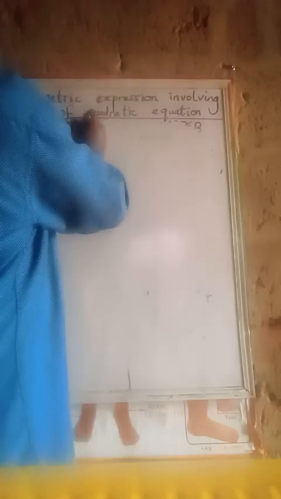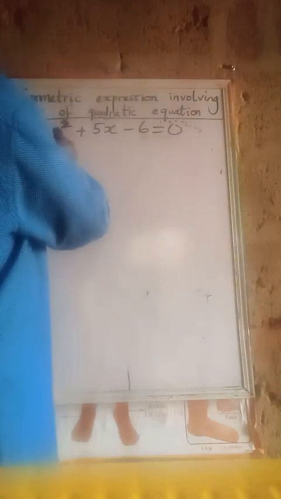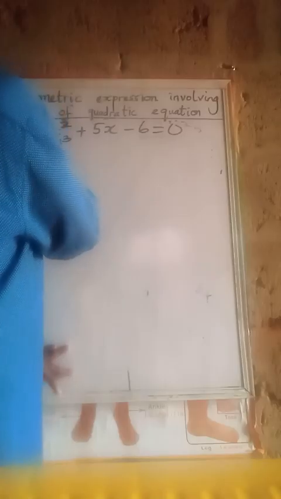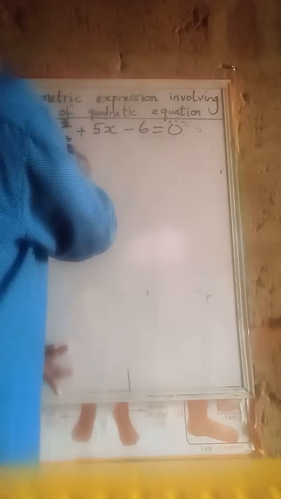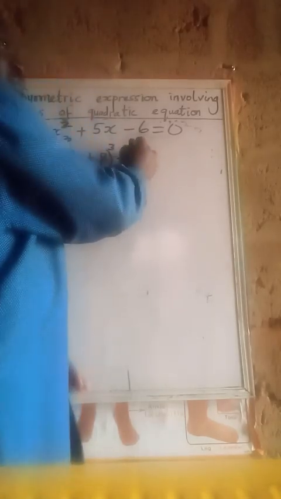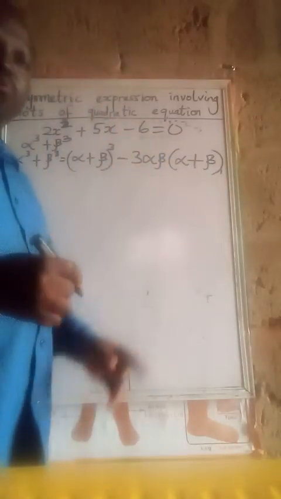Assuming 2x squared plus 5x minus 6 is equal to 0 is a quadratic equation. Then we are now asked to find alpha cube plus beta cube. So all we need to do is to just say alpha cube plus beta cube, as we have derived, is equal to alpha plus beta all cube minus 3 alpha beta, then open bracket, alpha plus beta. So with this, we are good to go.